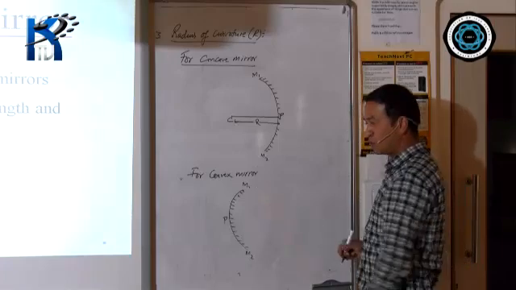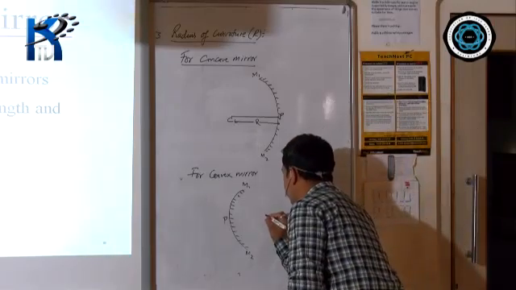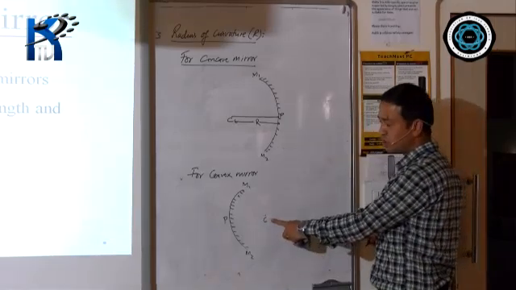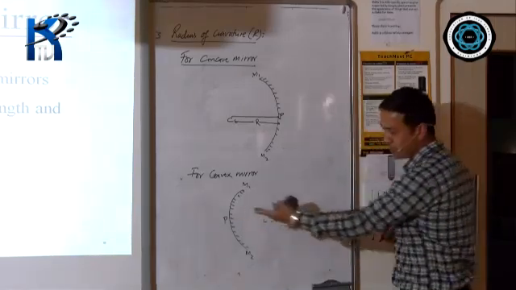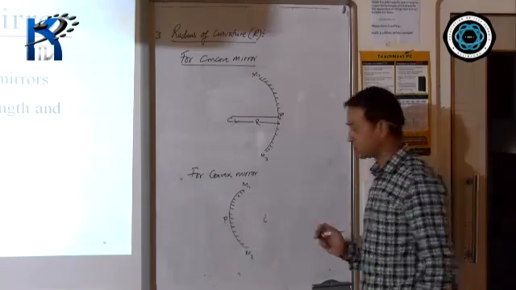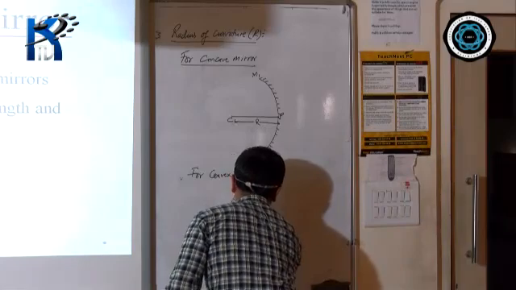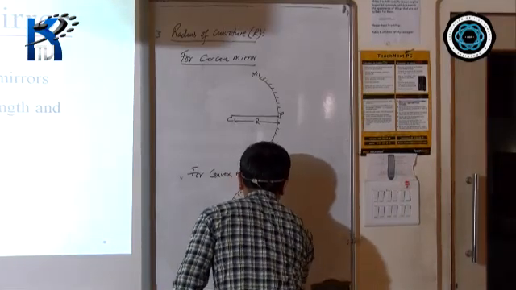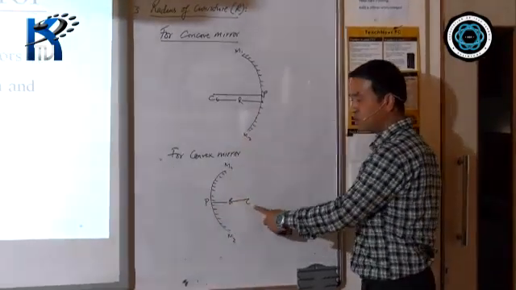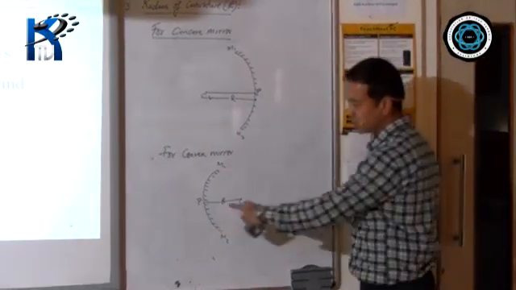Now for this convex mirror also we have the center of curvature. So let me mark it somewhere out here. C is the center of curvature, P is the pole. Again, if I measure the distance between pole and center of curvature, that measures the radius of curvature. So this distance between pole and center of curvature is marked as the radius of curvature.